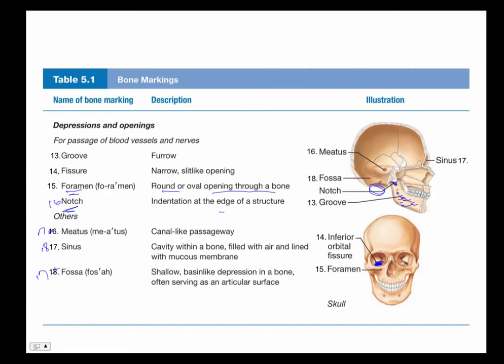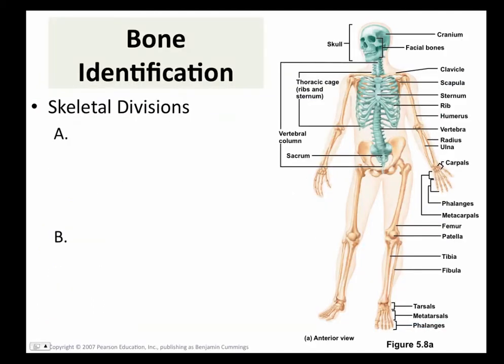We have meatus. This one is most likely going to be leading for hearing. So we have external and internal acoustic meatus. Sinus cavities: here we have paranasal sinuses, for resonance and speech. And then finally we have fossas. Here we have this basin-like depression, also being an area of articulation. So fossa. Alright, that's all we need to know for our bone markings.